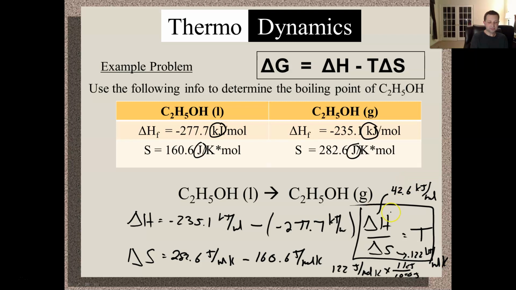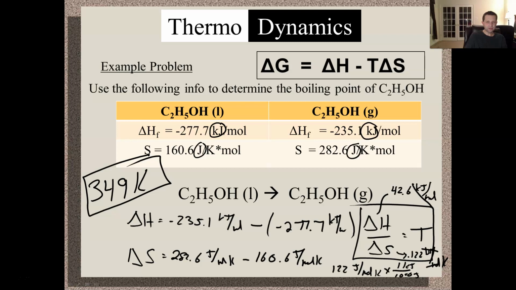Finally, you want to actually plug that into your calculator. 42.6 kilojoules per mole divided by 0.122 kilojoules per mole Kelvin. The kilojoules per mole and the kilojoules per mole cancel. You're left with Kelvin as your temperature, and you get 349 if you go to 3 sig figs. So the boiling point of ethanol is going to be 349 Kelvin based on this.